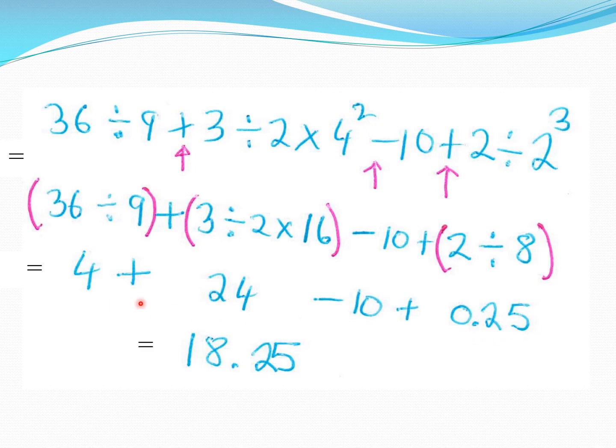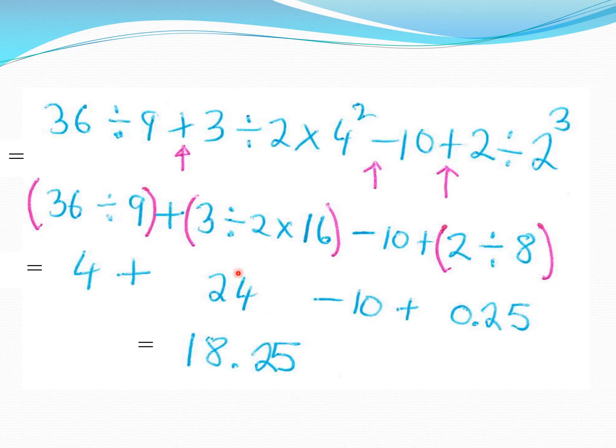And finally, here we have a mixture of pluses and minuses. So again, which comes first? These are in the same division. They're on the same tier in the BOM-DAS rule and in the other rules. So it's not necessarily pluses before minuses. We do them in the order that they appear in. So 4 plus 24 is 28. 28 take 10 gives us 18 plus 0.25, and that's 18.25.